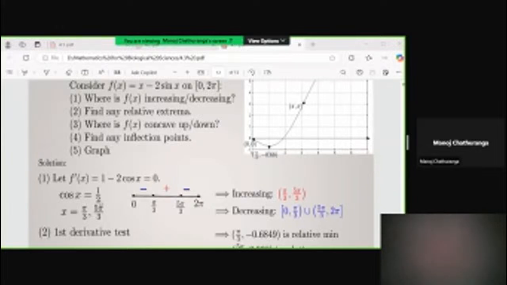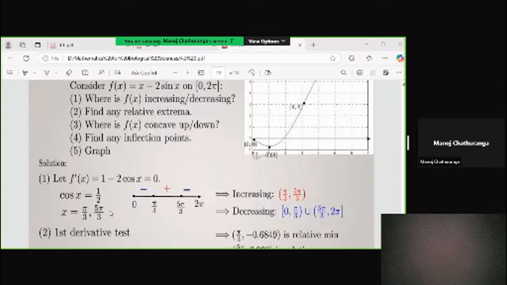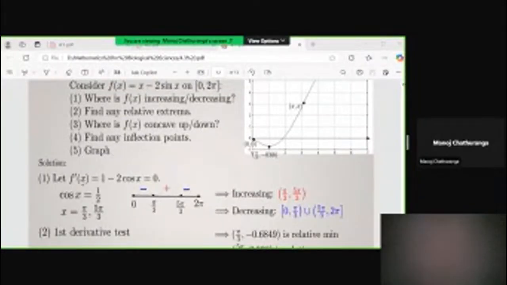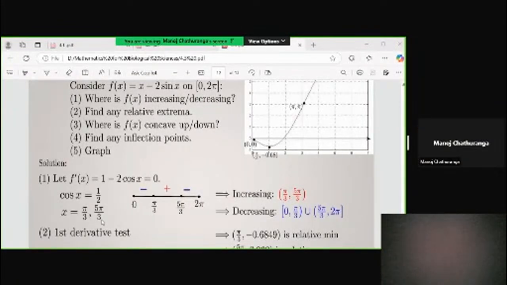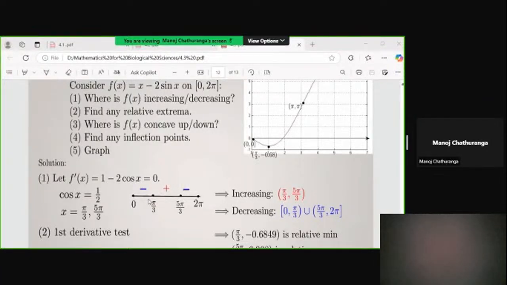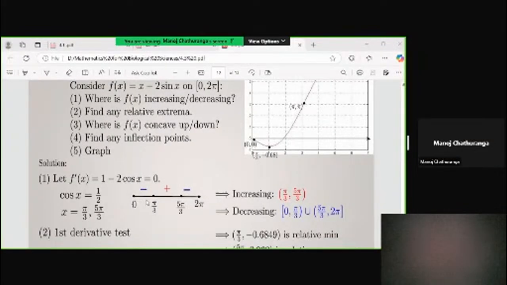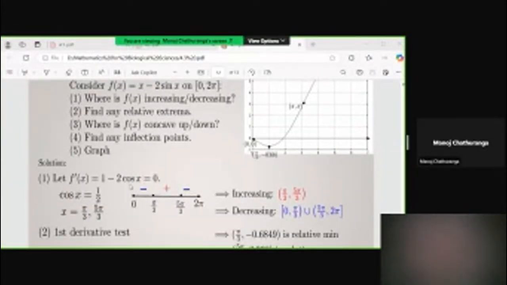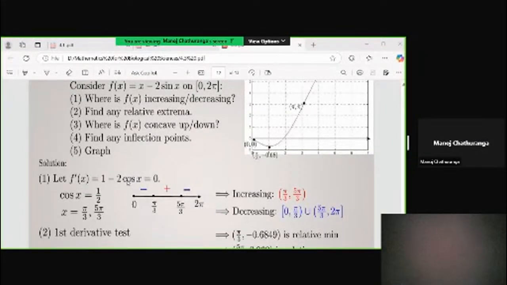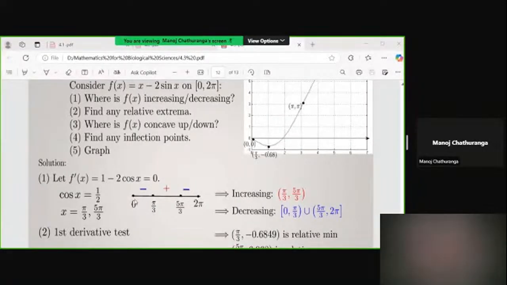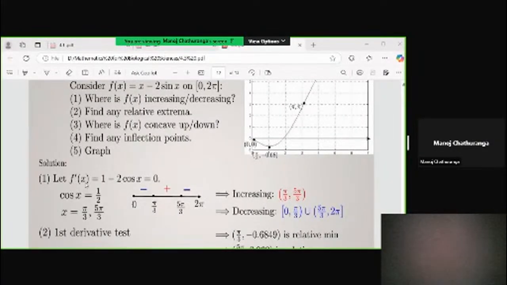Then we drew the unit circle and found that there are only two angles with this property, pi by 3 and 5 pi by 3. Between 0 and pi by 3, cosine x is bigger than 1/2. For example, at 0, cosine is 1.